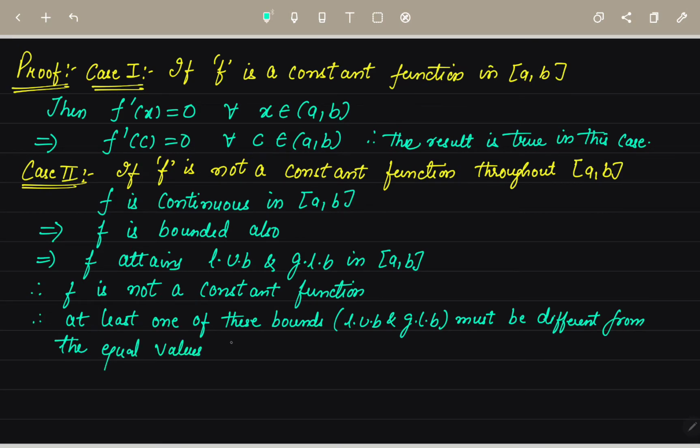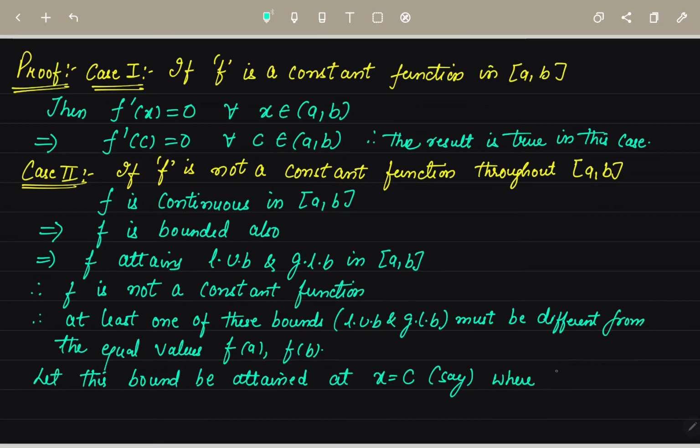Equal values of f(a), f(b). So now I will take that this bound, let this bound be attained at some point, at x is equal to c, say, where c is different from a and b. That means c belongs to the open interval (a, b).